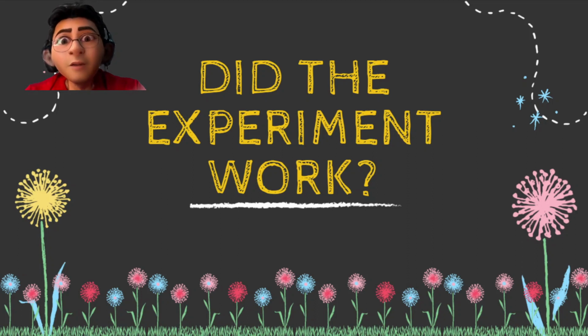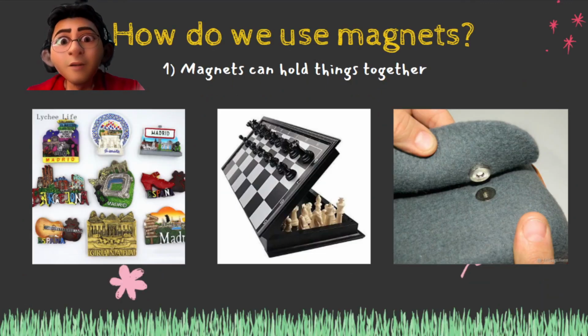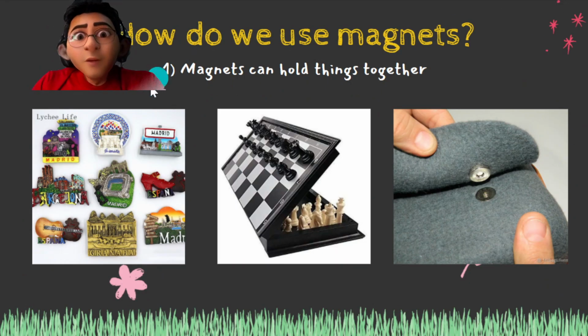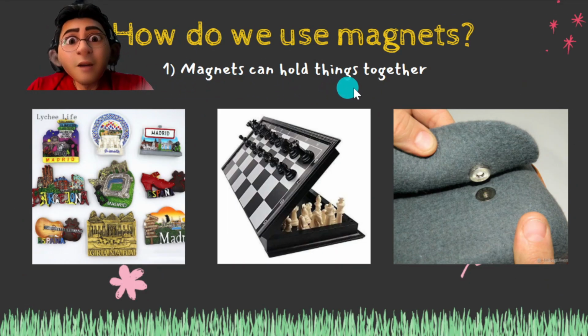So next is, how do we use the magnets every day? What are the uses of the magnets? Number one, magnets can hold things together. Like here, we have this at home. It's fridge magnets. So fridge magnets is used to stick, we can stick papers actually on the fridge, or just to put decoration like this on the fridge.